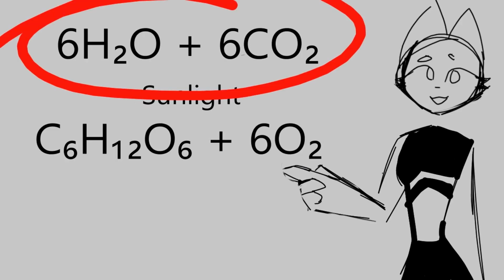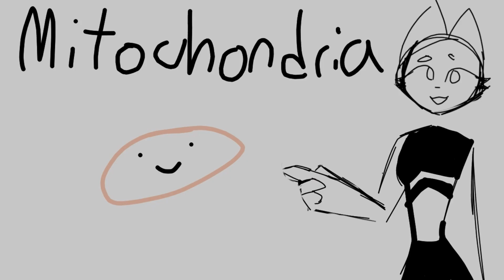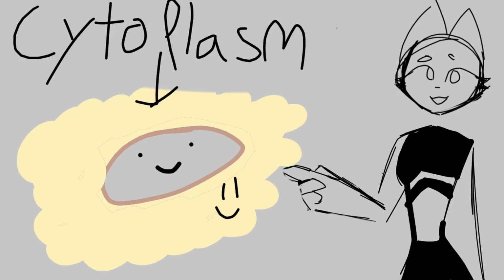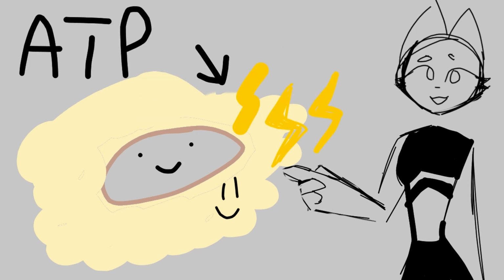Guess what our products of cellular respiration are? Carbon dioxide and water. What do you know? It's a never-ending cycle of doom. Cellular respiration occurs in the mitochondria and cytoplasm, and it makes energy too, called ATP energy. Usually, cellular respiration makes anywhere from 28 to 36 ATP energy.